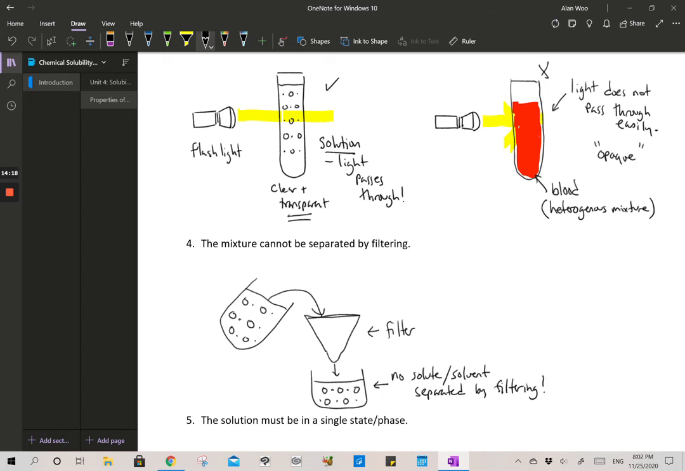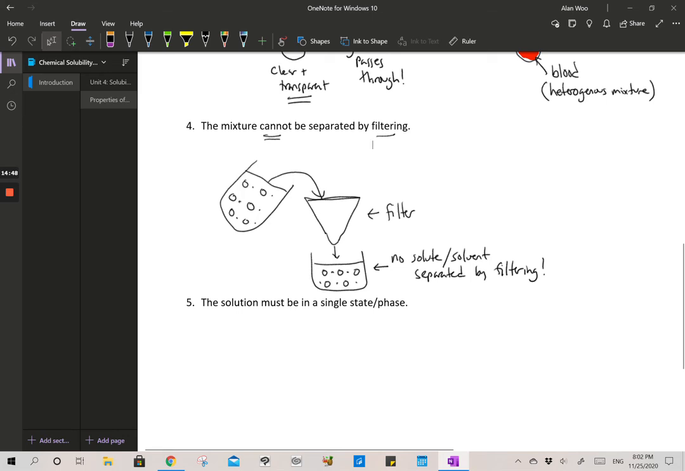So that usually means that if I pour something like blood through a fine filter, I should be able to separate something from it. If I poured sand and water, which is not a true solution, it's heterogeneous, the filter would filter out the sand and allow the water to go through, therefore separating the two. So this mixture or this solution cannot be separated by filtering.